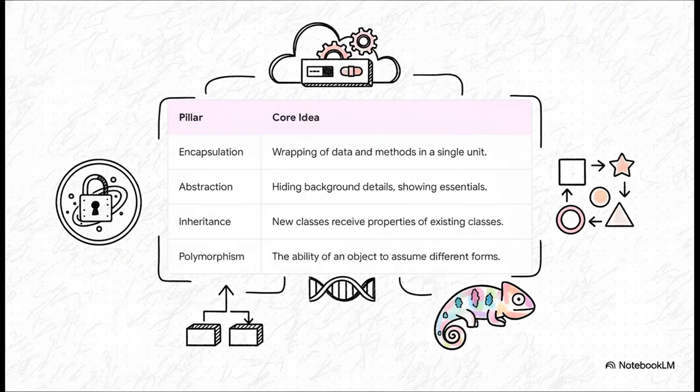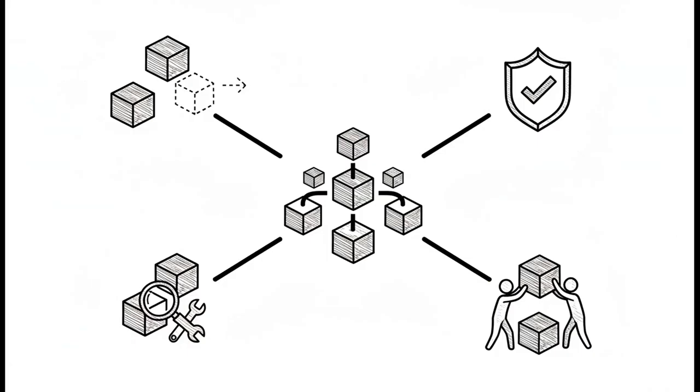You've got encapsulation and abstraction, which work together to hide complexity and protect information. You've got inheritance, which is all about code reuse. And you have polymorphism, giving you that incredible flexibility. You can see they're not just 4 separate ideas, they all support each other to create this really elegant system for building things.